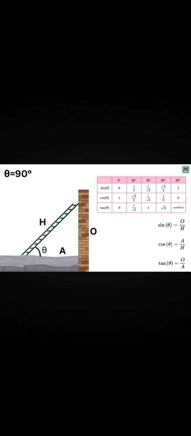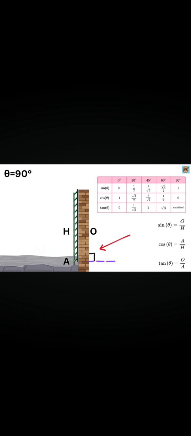Getting the values for 90 degrees is also super easy. Keep the ladder like this. So, this angle, theta, will be 90 degrees, right? Therefore, the opposite side will be the same as the hypotenuse, or the length of this ladder, and the adjacent side will be 0. So, sine theta equals 1, and cos theta equals 0. And tan of theta is undefined because we cannot divide by 0.